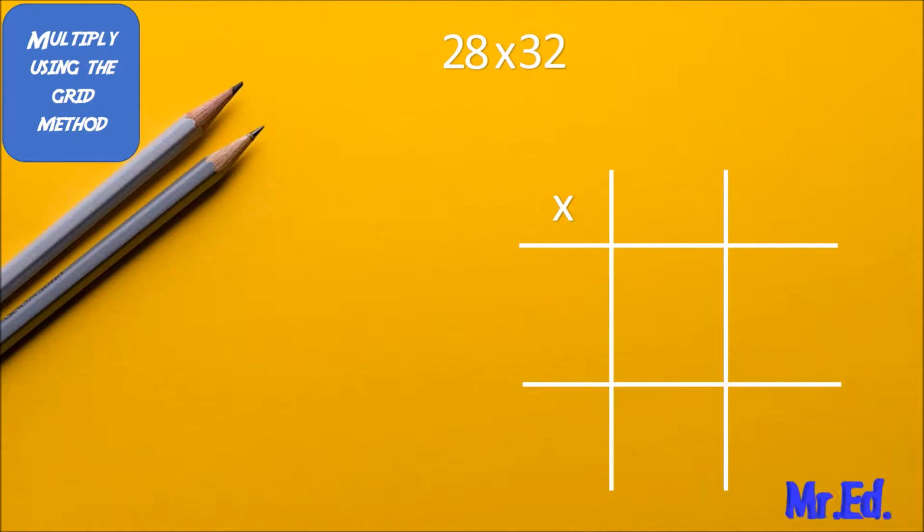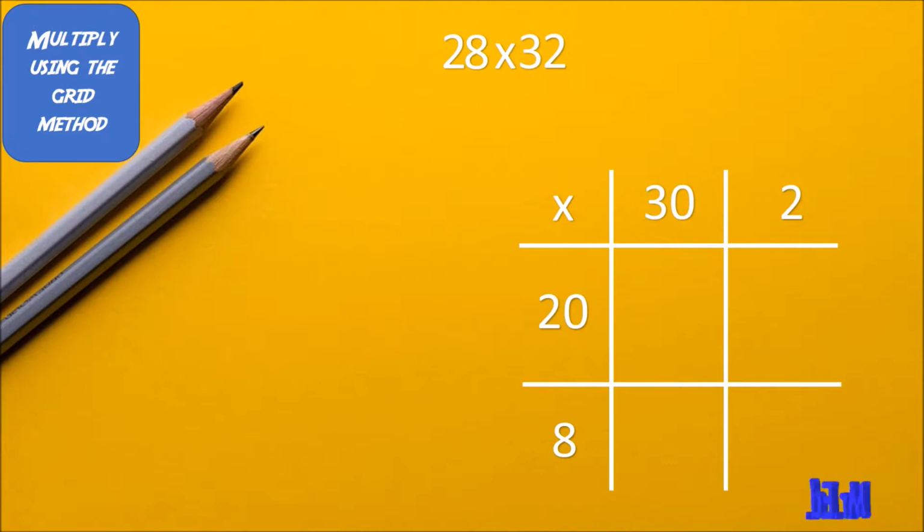Now 28, the 2 in 28 represents 2 tens, which is 20, and we're going to write that in our grid. Now the 8 represents 8 ones, and we're going to write that in our grid. Then we're going to move on to the 32. Now the 3 represents 3 tens, which is 30, and the 2 represents 2 ones, which is 2. So now you can see we've plotted our numbers on the outside of the grid.